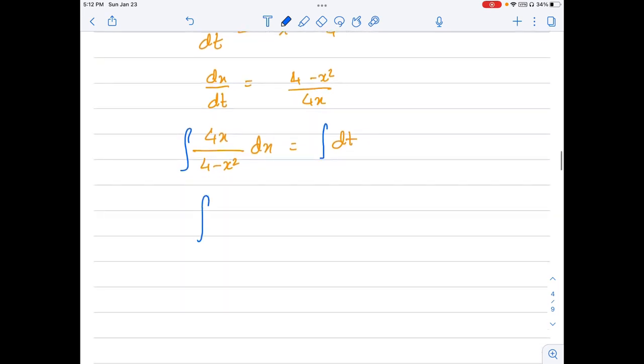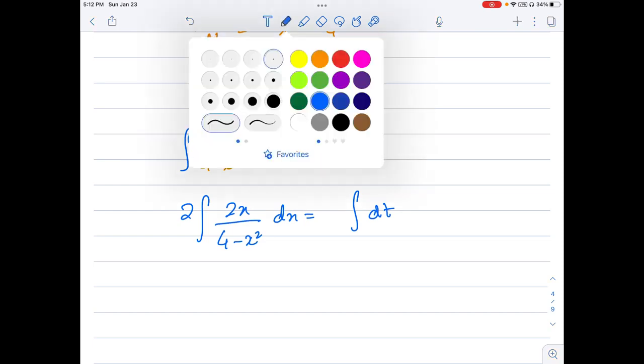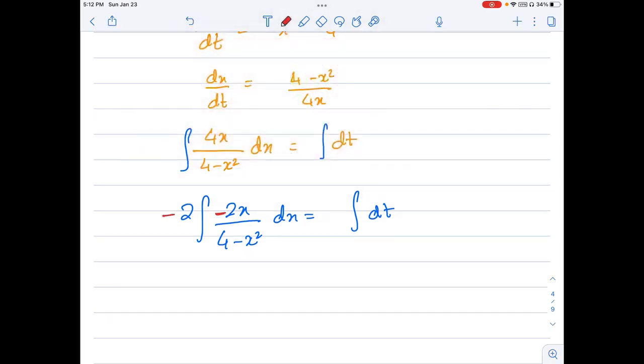Now what I should be doing, 4x can be written as 2 times 2x upon 4 minus x square dx is equal to integral of dt. Why am I doing it like that? Derivative of the denominator should be present in the numerator. Denominator is 4 minus x square. Its derivative is minus 2x. So therefore I am multiplying with minus and minus. It becomes plus only. The reason is we have a concept that if I have a function in the denominator and its derivative is present in the numerator, then the integral will be ln denominator or log denominator. Doesn't matter.